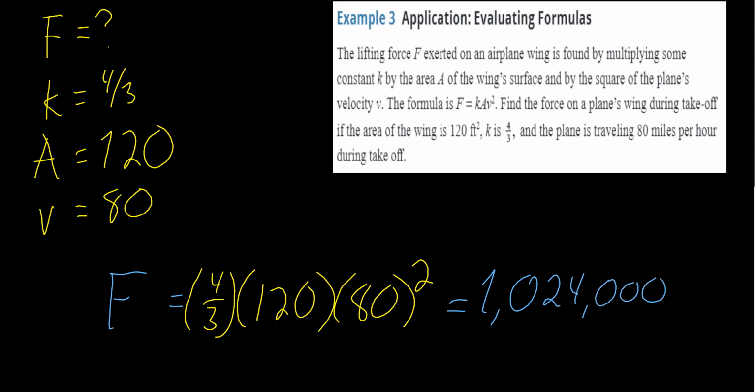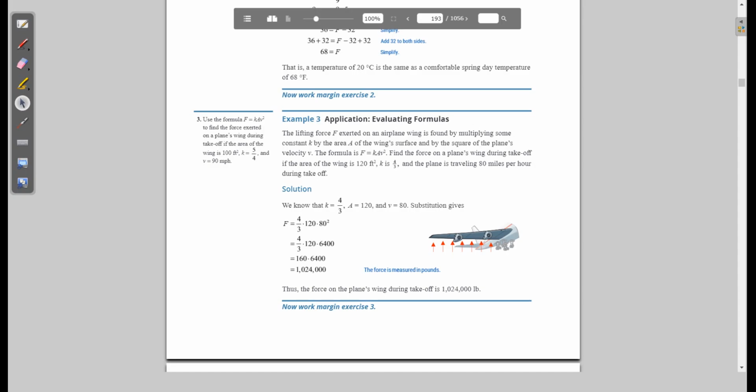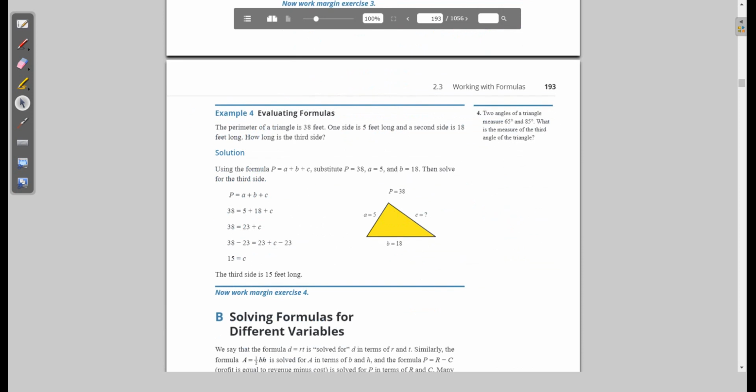1,024,000. Okay, so the force on the plane's wing during takeoff is 1,024. What does it tell us what it is? Well, it would be feet or per pound, right? So it'd be pounds. So the force is 1,024 pounds. Right. More formulas.